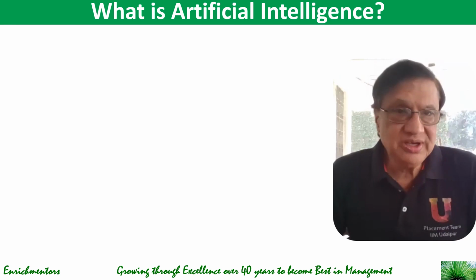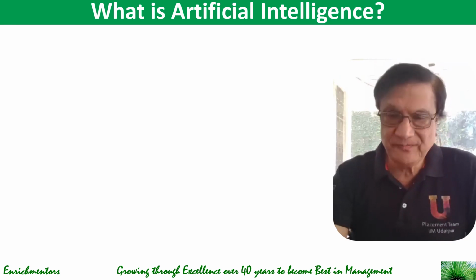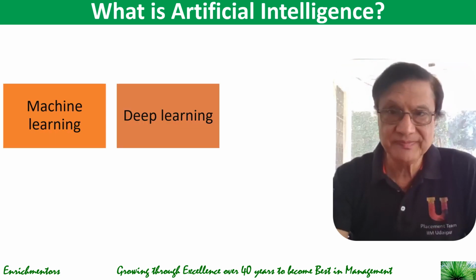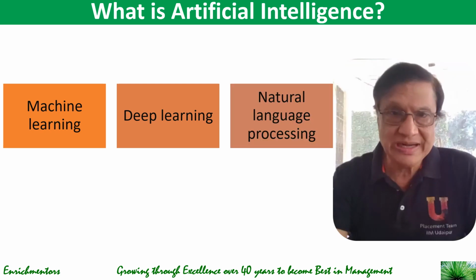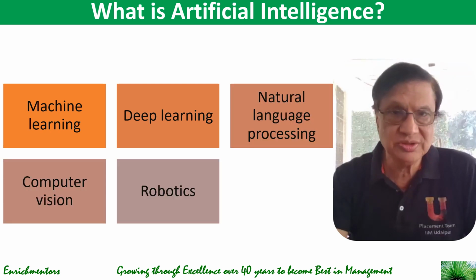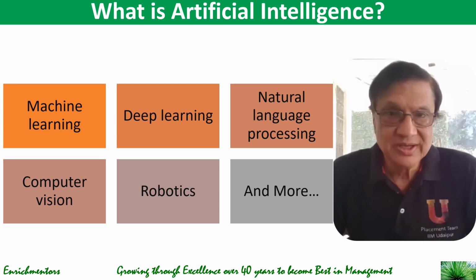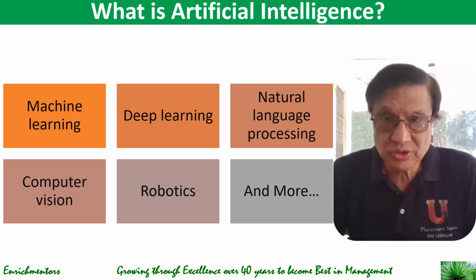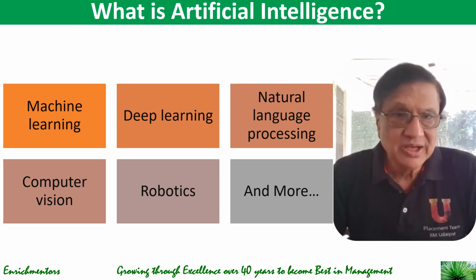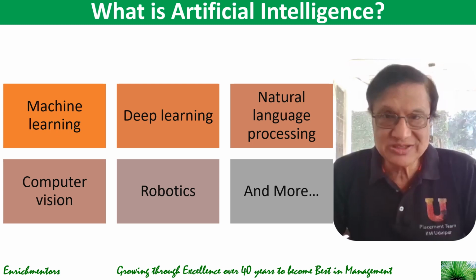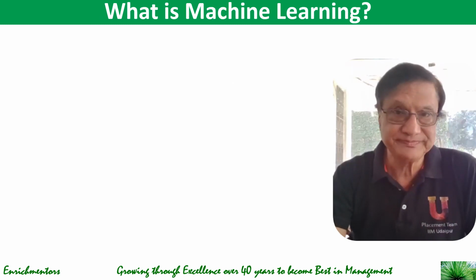Artificial intelligence encompasses various subfields and techniques that include machine learning, deep learning, NLP or natural language processing, computer vision, robotics, and much more. This field is continuously evolving. These are the core technologies as of now, and they are applied across numerous industries and domains, revolutionizing the way we work, live, and interact with technology. Let's briefly take a look at each of these.